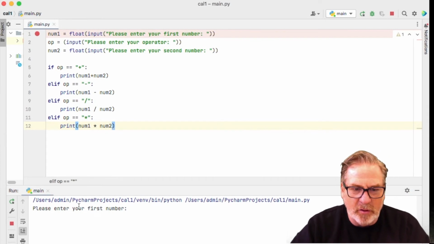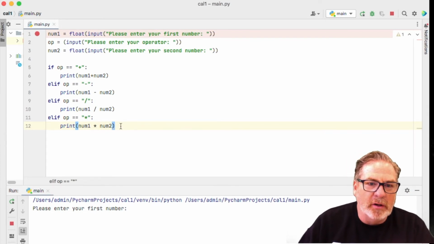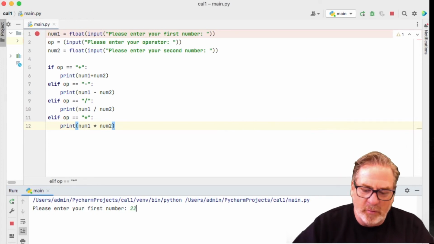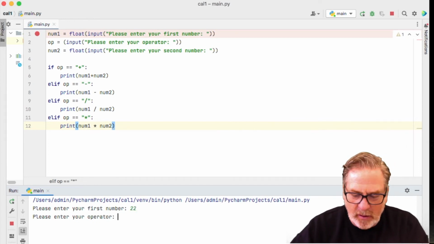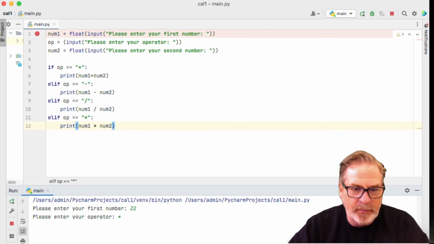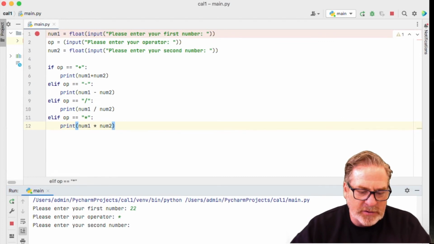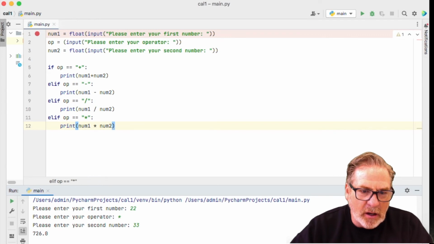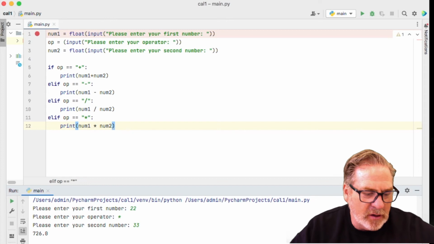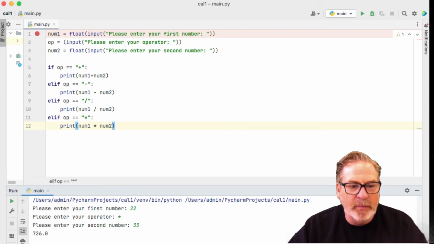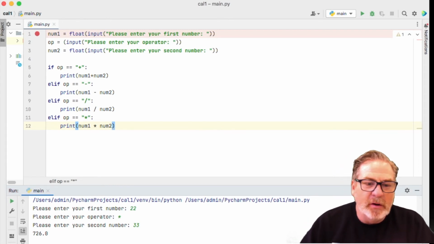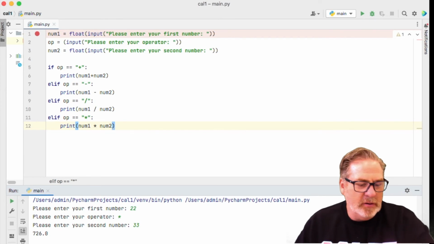Okay, let's just try that one more time to confirm that we can do a different operation. Enter your first number. Oh, I did it again. Got to make sure my cursor's here. First number 22. Multiplication. Second number 33. And I can't do that in my head, but obviously I think it worked.